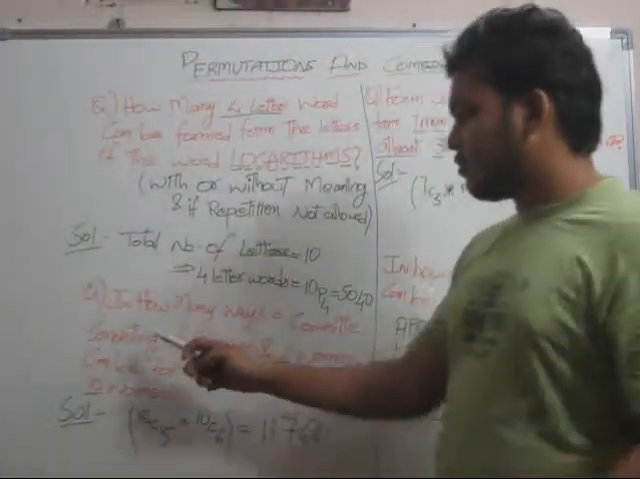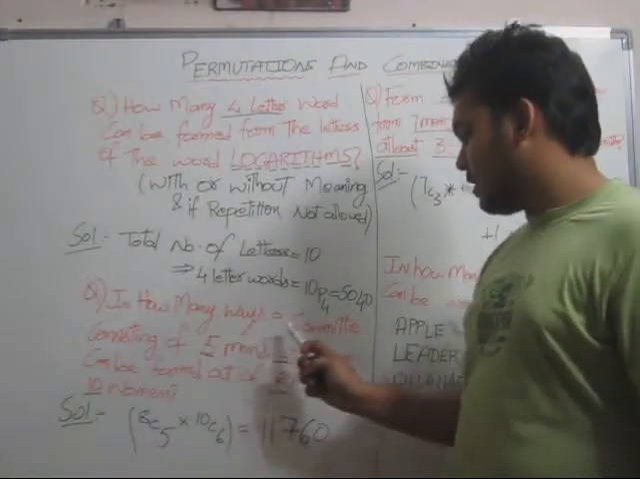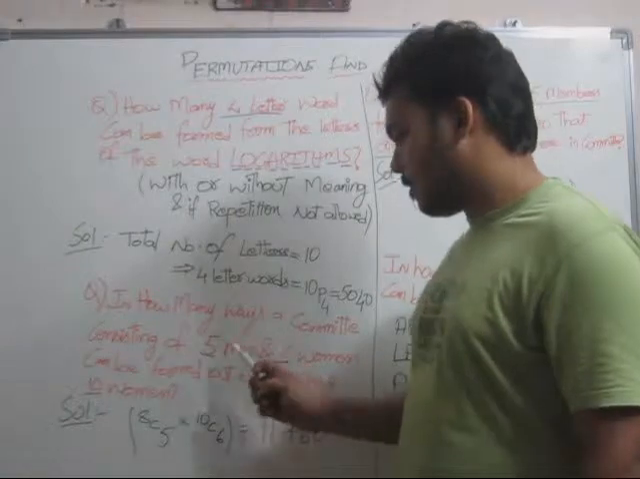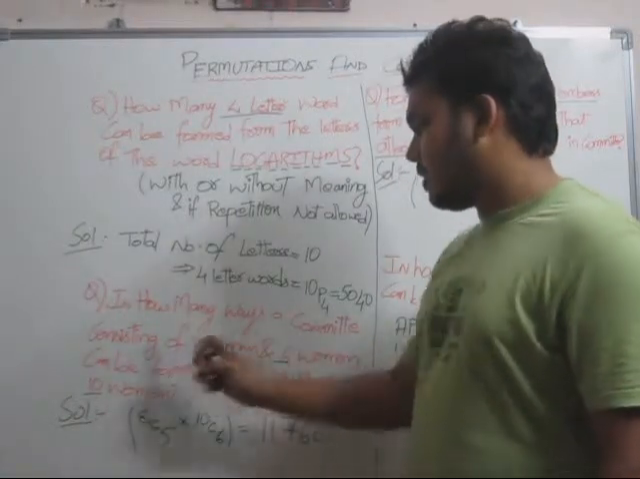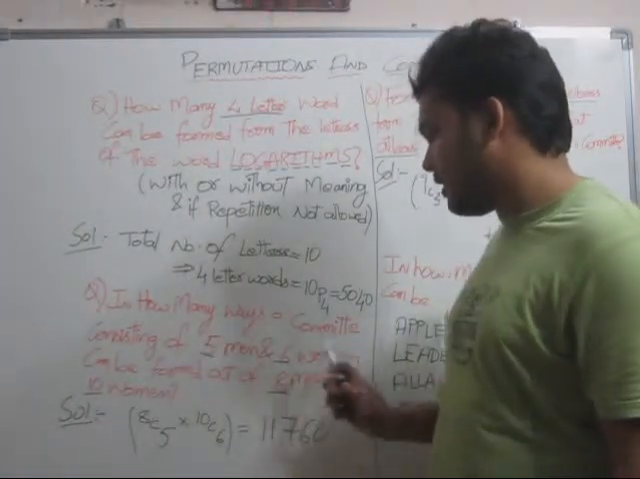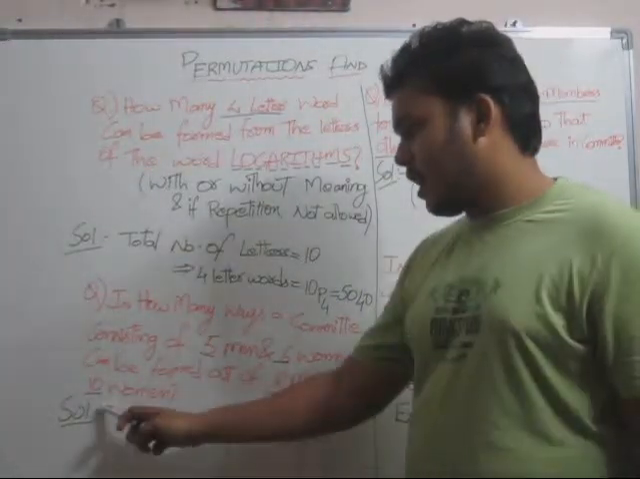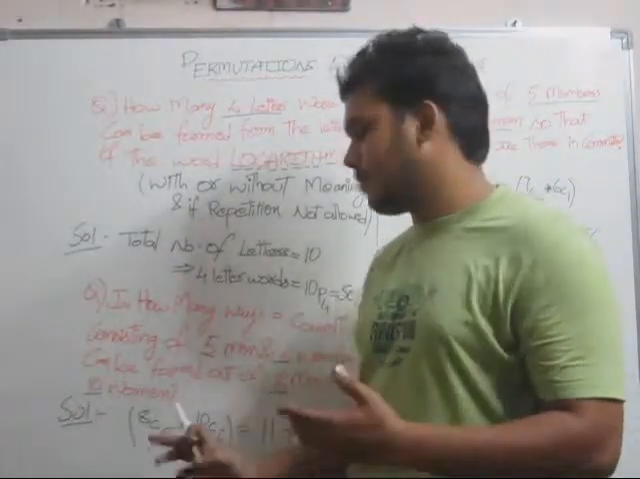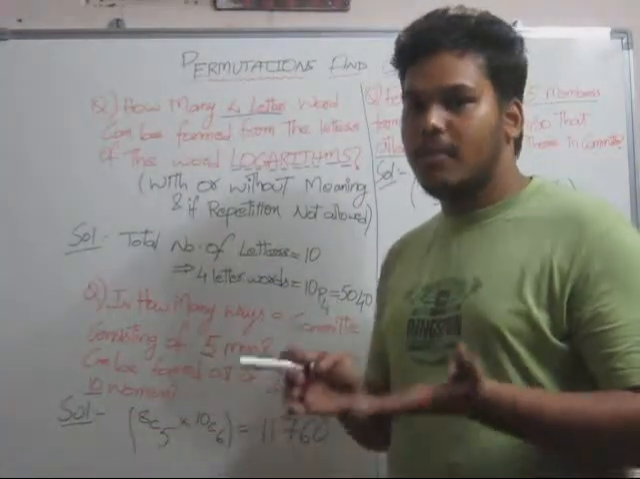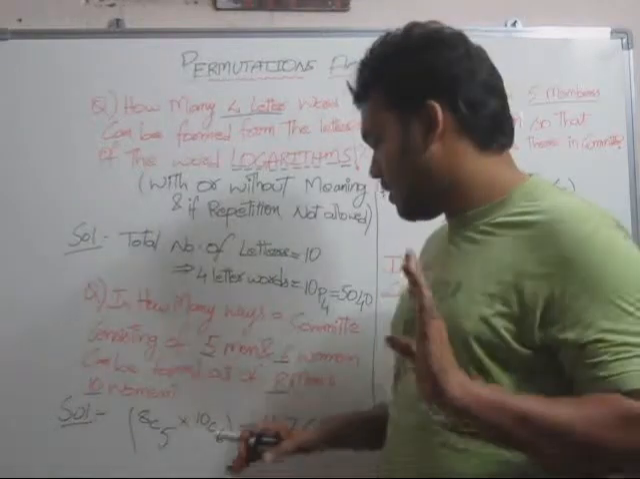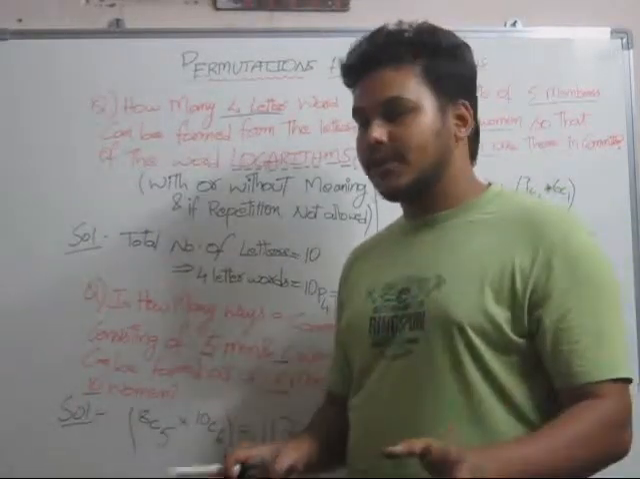And the second question is: in how many ways can a committee consisting of 5 men and 6 women be formed out of 8 men and 10 women? This is a simple question. He is asking to form a committee consisting of 5 men and 6 women from a given 8 men and 10 women.